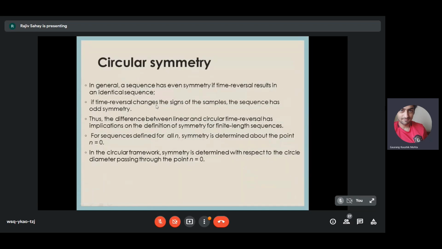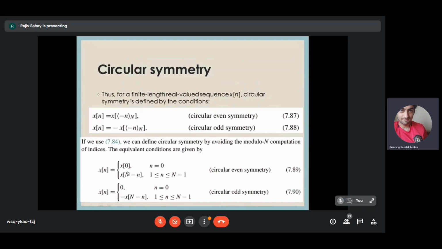So if time reversal changes the signs of the samples, the sequence has odd symmetry. If it doesn't change the signs of the samples, then it has even symmetry. So if you use this formula, whatever I just showed you now, then you get the definition for circular even symmetry as this, and circular odd symmetry as this. So in these two equations, you are avoiding the modulo N operation.